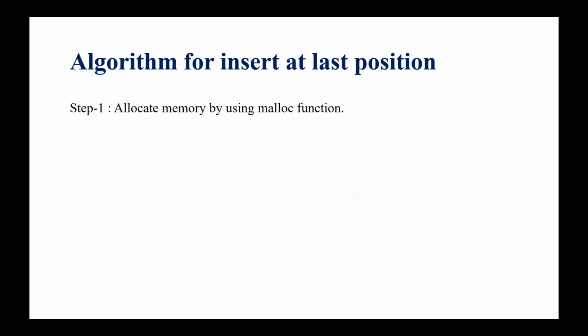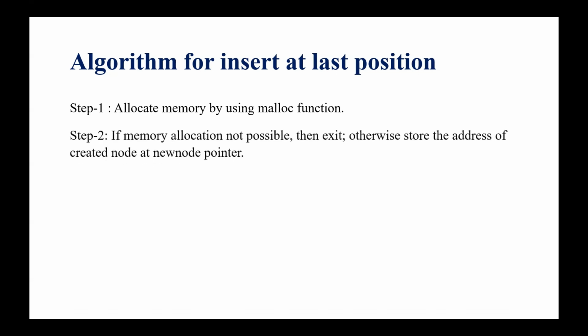The malloc function is the standard library function available in C language to allocate the memory, as per the user requirement. If successful, it returns the starting address. Otherwise, it returns a null value. So first we have to check whether the memory allocation is done or not. Step two: if memory allocation is not done, then we have to exit.